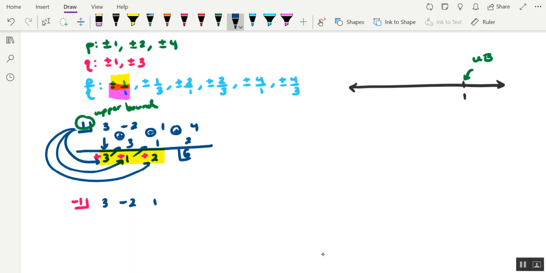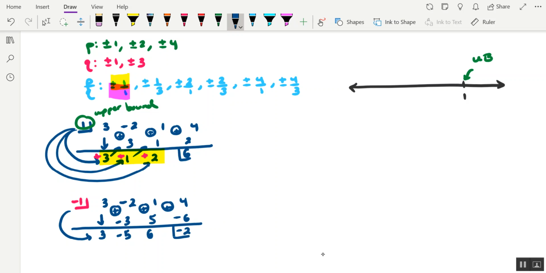We'll still use the same coefficients from our original polynomial. We'll bring the 3 down. Multiply it by negative 1 gives us negative 3. Adding these two down gives us negative 5. Multiplication again will give us positive 5. Adding down will give us 6. And multiplication by negative 1 gives us negative 6. And adding these two down, we get negative 2.